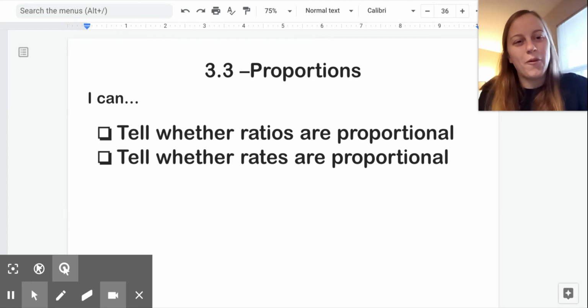Hello guys, welcome back. Today we are starting our week on proportions. Today we're going to just talk about what proportions are and how do we decide if a ratio or a rate is proportional. So let's go ahead and make sure you titled your notes and we'll get started.